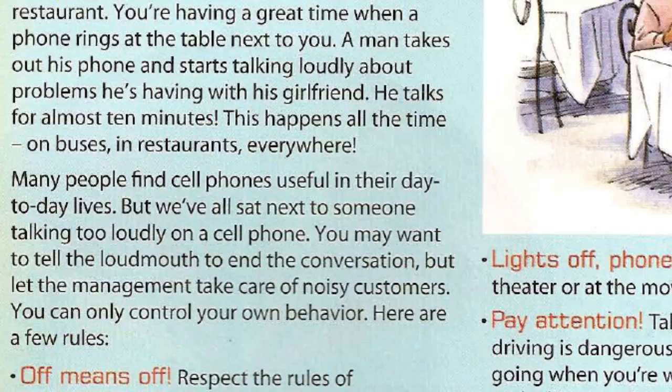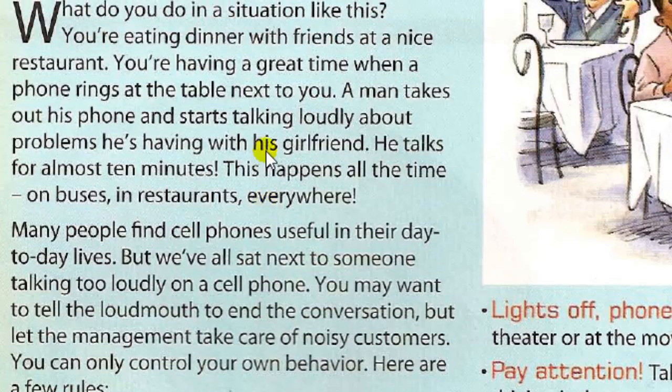What do you do in a situation like this? You're eating dinner with friends at a nice restaurant. You're having a great time when a phone rings at the table next to you. So you have a wonderful time, and then there is a telephone ring for one of the customers who's just sitting next to you. A man takes out his phone and starts talking loudly about problems he's having with his girlfriend. He talks for almost 10 minutes. This happens all the time on buses, in restaurants, everywhere. So this happens every time, everywhere.